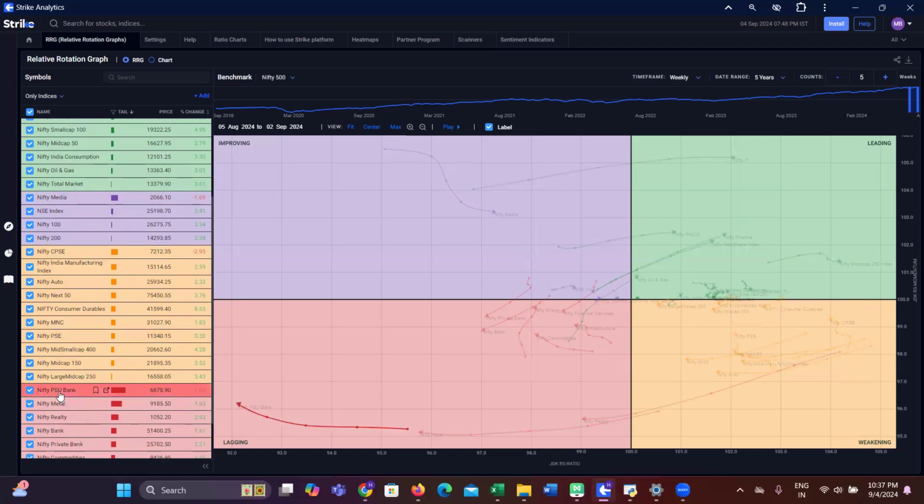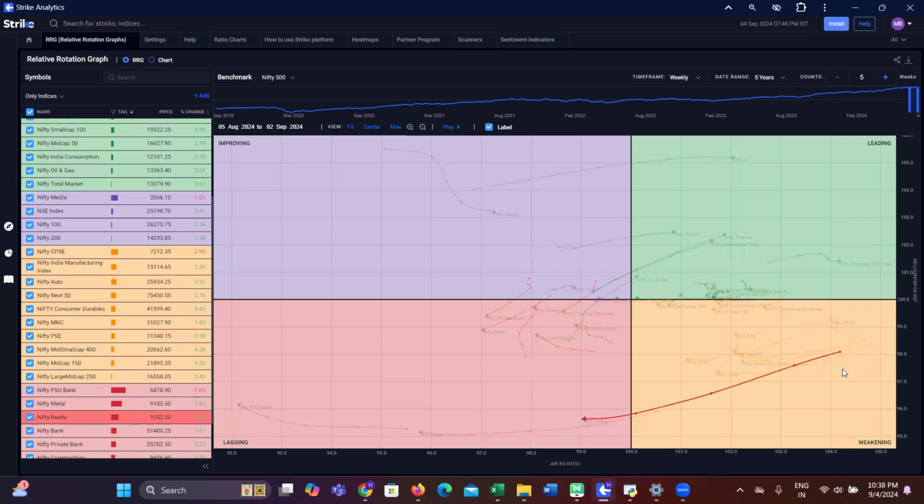This is on the weekly chart. And let's look at the PSU Bank. PSU Bank, I can see some traction around getting into improving, but it does not have a very good RS momentum at the moment, so we'll wait for it. Metal, we all know it's under pressure at the moment. We can see that on the RRG chart as well.